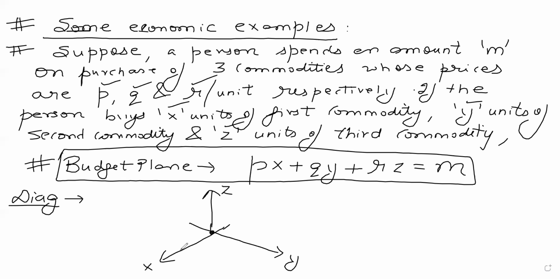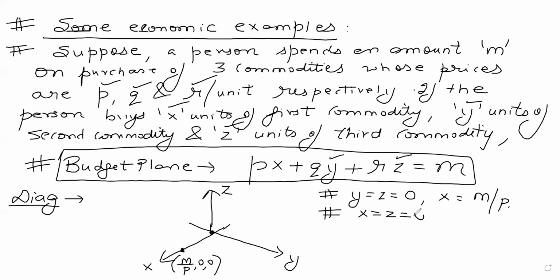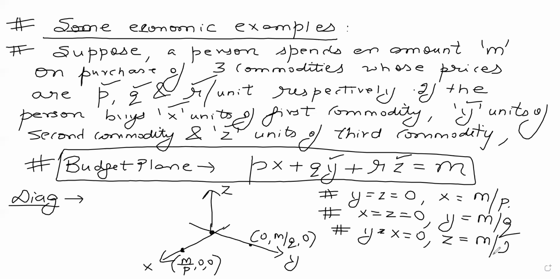What will be a point on the X-axis? If I put Y and Z as 0, what is X? M by P. So this will be my point M by P, 0, 0. If I put X and Z as 0, Y will be M by Q, so the point is 0, M by Q, 0. And if I put Y and X as 0, I get Z as M by R, so the point is 0, 0, M by R.